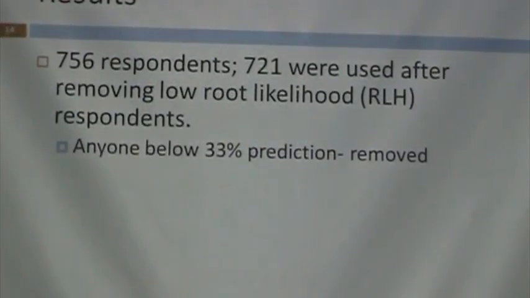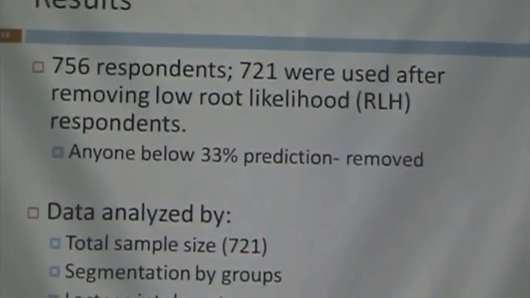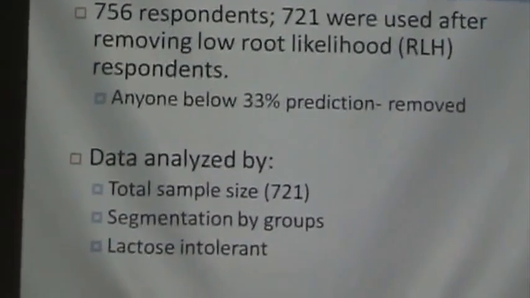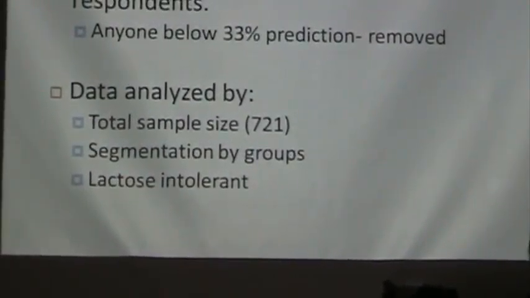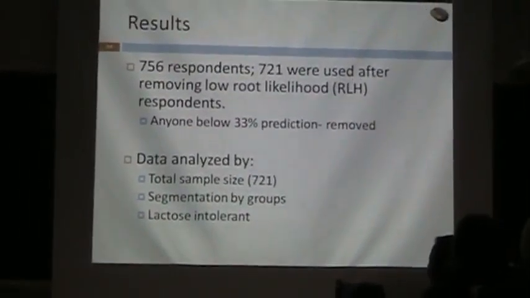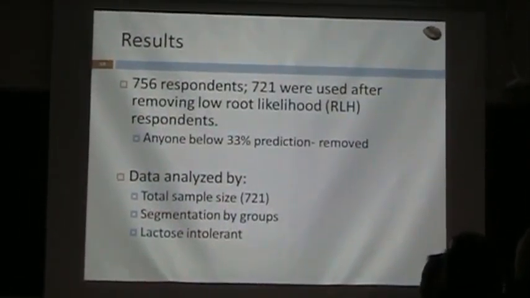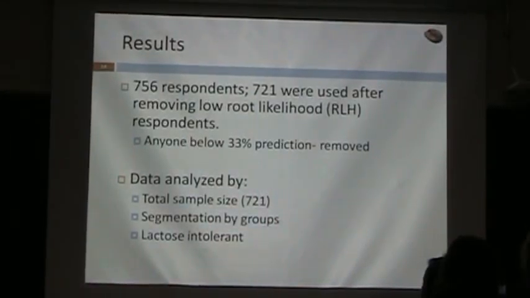So I removed those people, and just to be safe between the difference between 25% and 26%, I removed the bottom third. And data was analyzed 3 ways, of which I'm going to present to you next. I looked at the total sample size of 721 consumers. I then used cluster analysis to segment by groups to see if I even had groups that would develop. And then I looked specifically at my self-defined lactose intolerant consumers.